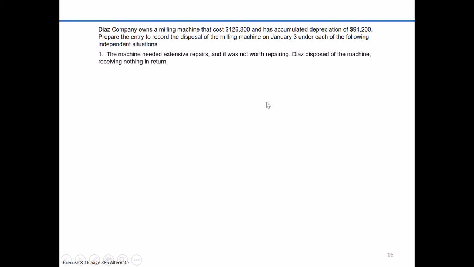So the first situation is there's a lot of repairs that need to be done to this equipment, and it's just not really cost benefit, not worth repairing it. So Diaz is going to go ahead and dispose of the machine, receiving nothing in return. Again, too extensive cost to repair it. So to start to look at this journal entry, we need to think about what we have recorded on the books currently in regards to this piece of equipment.